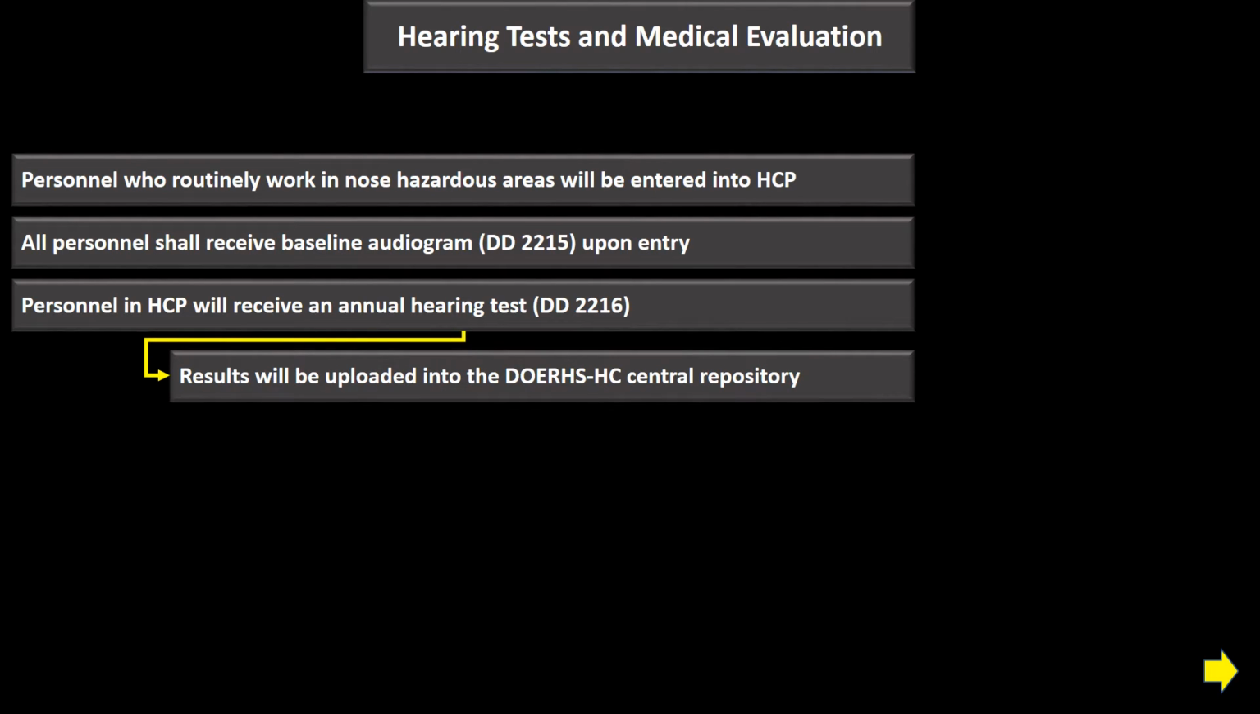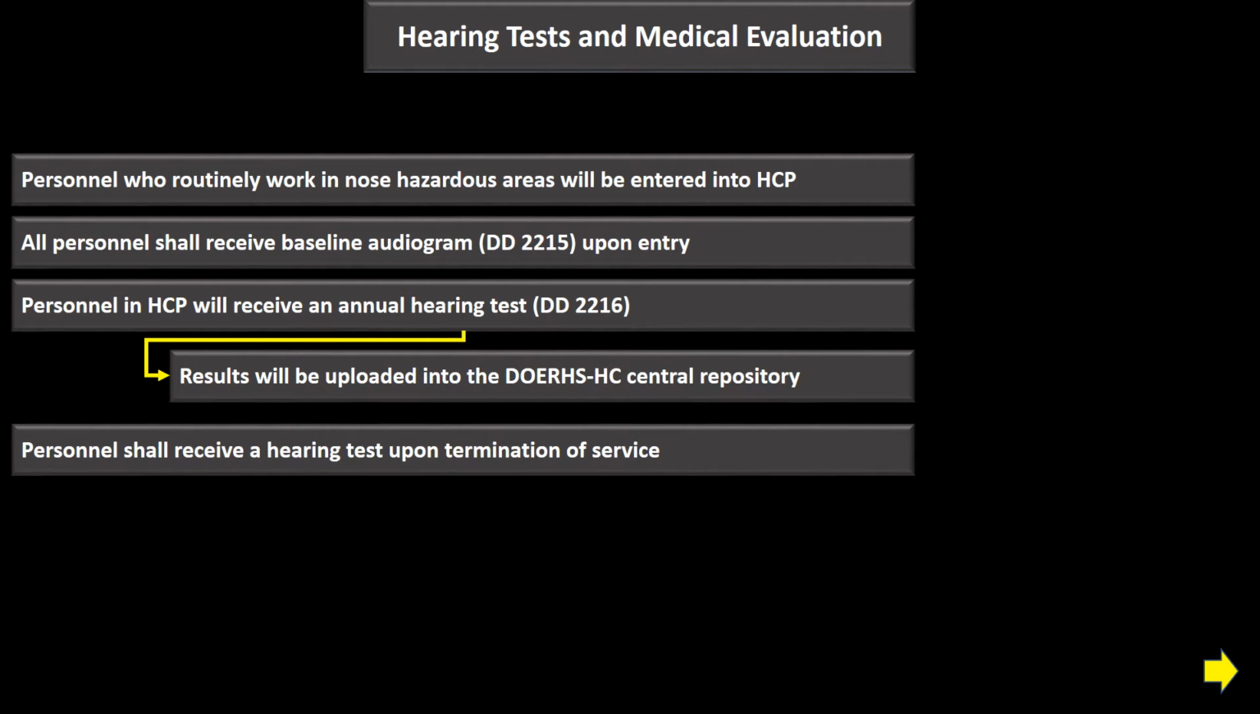These results will be entered into what's called the Defense Occupational and Environmental Readiness System Hearing Conservation. So this DOEHRS-HC, that stands for the Defense Occupational and Environmental Health Readiness System Hearing Conservation, right? This central repository will hold all their data in it. And then personnel should receive a hearing test upon termination of service. When you go to exit the military, part of your final physical will be doing that hearing, that audiogram.